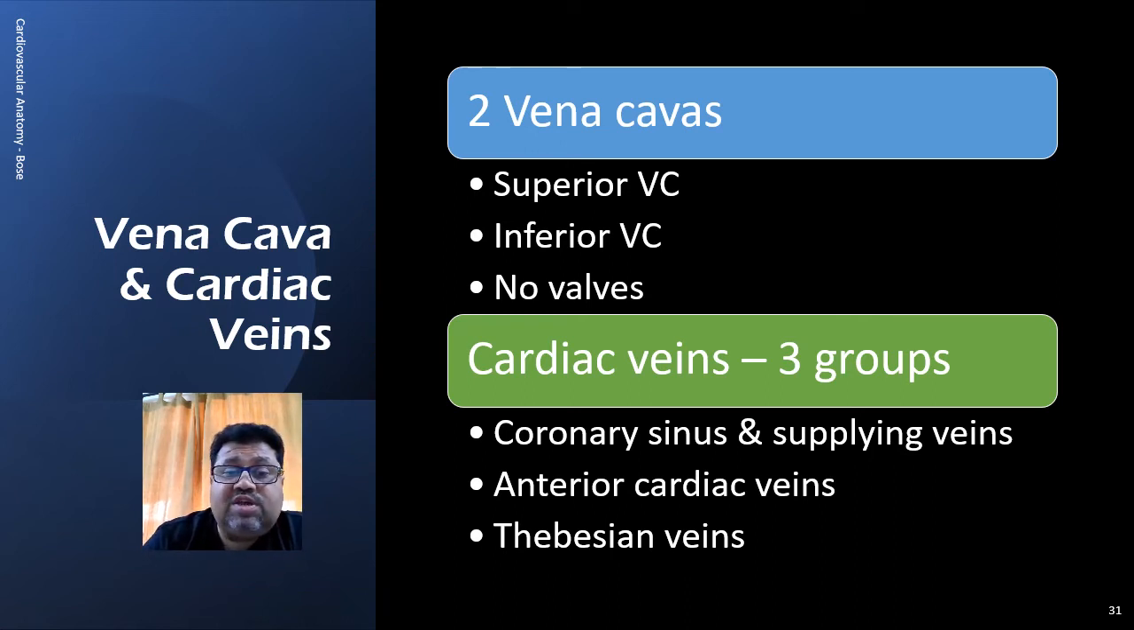The cardiac veins can be categorized into three groups: the coronary sinus and its supplying veins, the anterior cardiac veins, and the Thebesian veins. Most of the veins of the heart drain into the coronary sinus itself, which runs into the posterior aspect of the coronary sulcus and empties through the valve of the coronary sinus, a semilunar flap, into the right atrium between the openings of the inferior vena cava and the tricuspid valve.